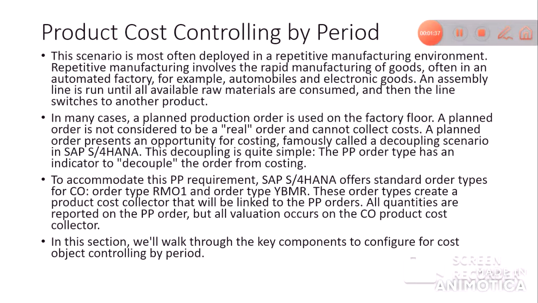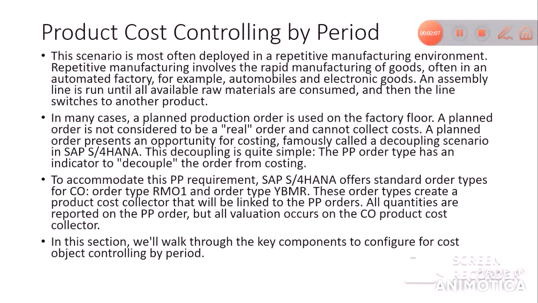In many cases, a planned production order is used on the factory floor. A planned order is not considered to be a real order and cannot collect costs. A planned order presents an opportunity for costing, famously called a decoupling scenario in SAP S/4HANA. This decoupling is quite simple. The PP order type has an indicator to decouple the order from costing.